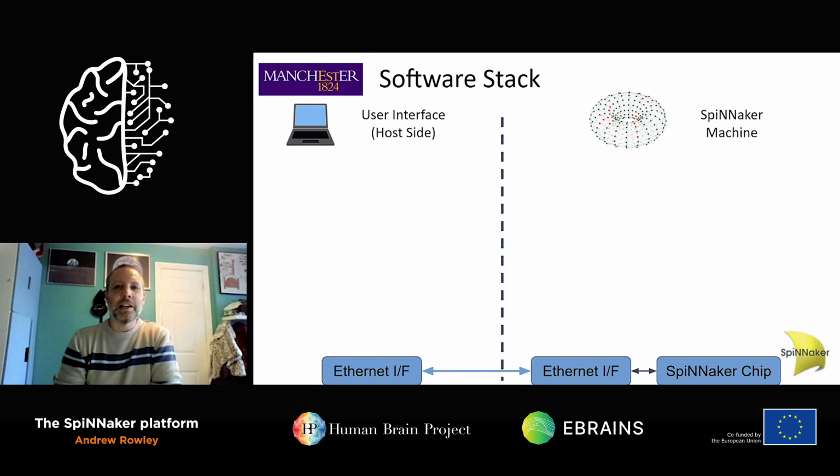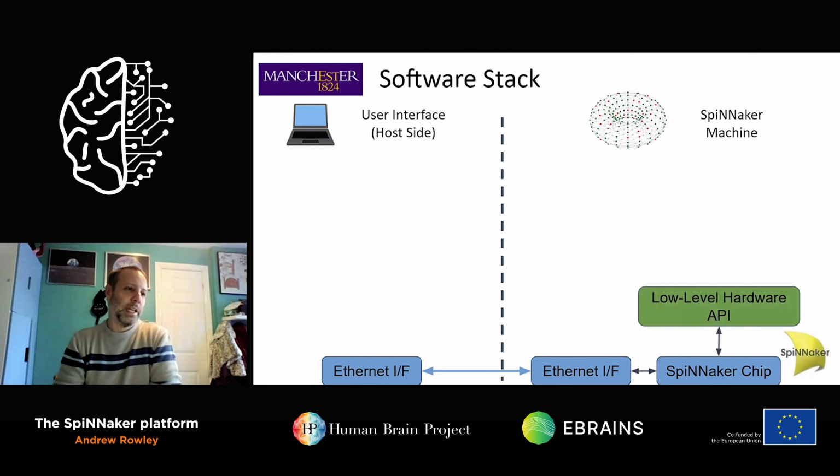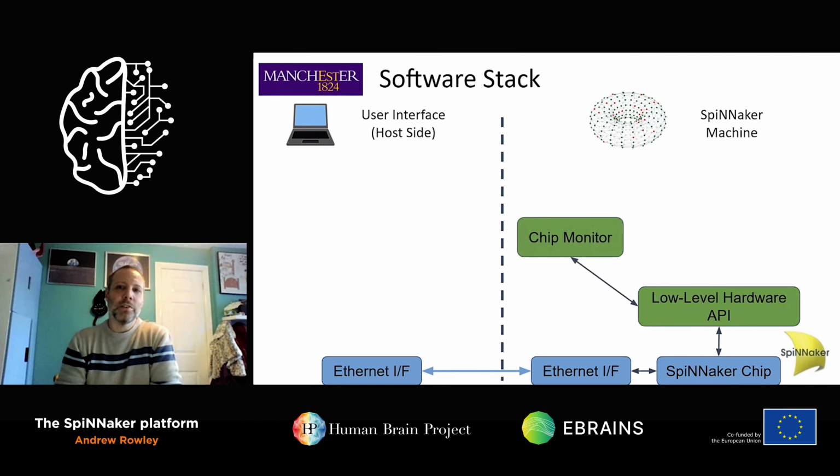So on the SpiNNaker side, we have a low-level hardware API, which lets us communicate directly with the SpiNNaker hardware. On top of this, we actually have a chip monitor software. Basically, what we do is when we boot the machine, we load the monitor software onto one of the cores on each chip, which allows everything to communicate with each other and the host to communicate with the machine as well. So we can ask questions of the machine in simple ways without having to delve into the low-level hardware.